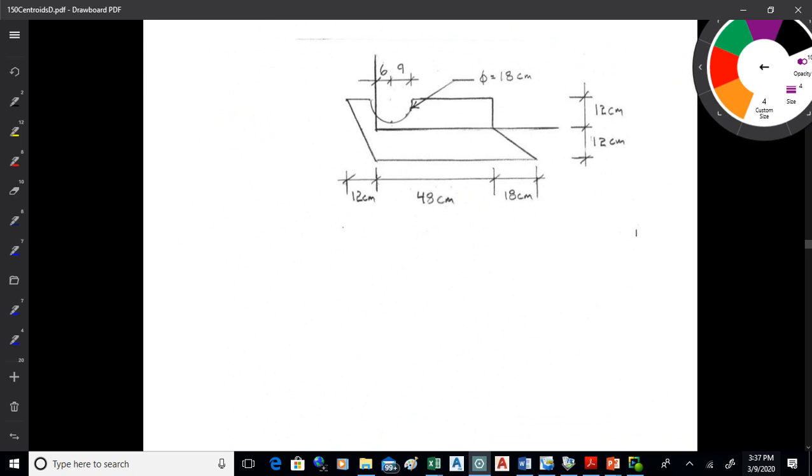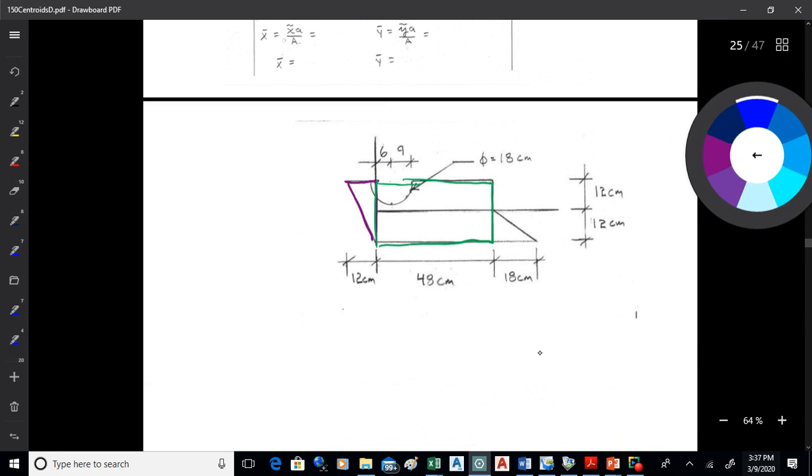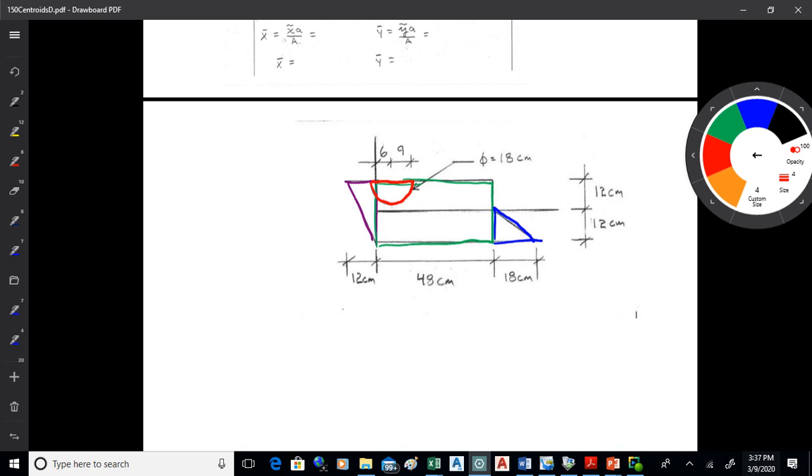What I have there is a right triangle. Then I'm going to have a rectangle. I'm going to put another triangle over there on the end of the rectangle, so that'll look like that. And then I'm going to have a semicircular cutout. So that's what I'm going to do with that. I'm going to break it up into 4 pieces.